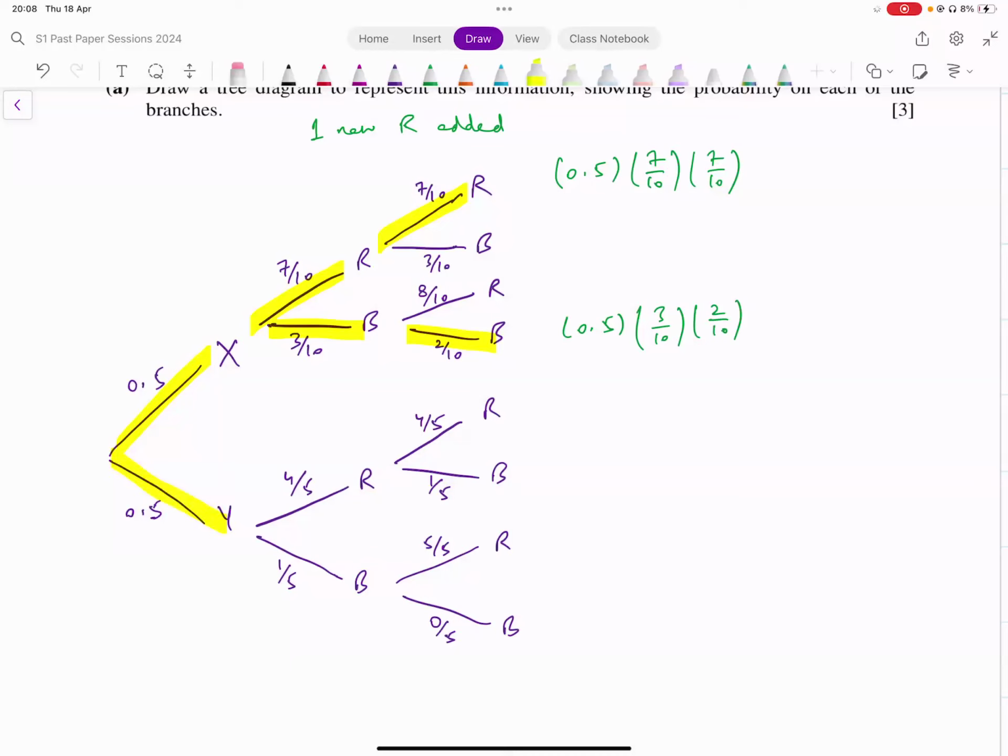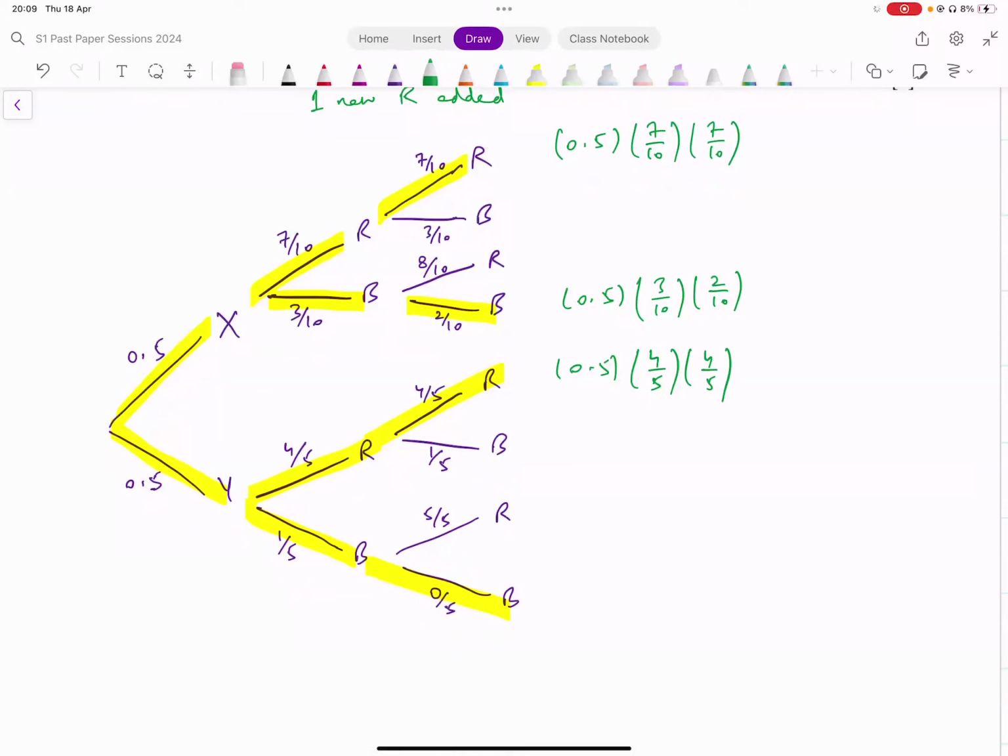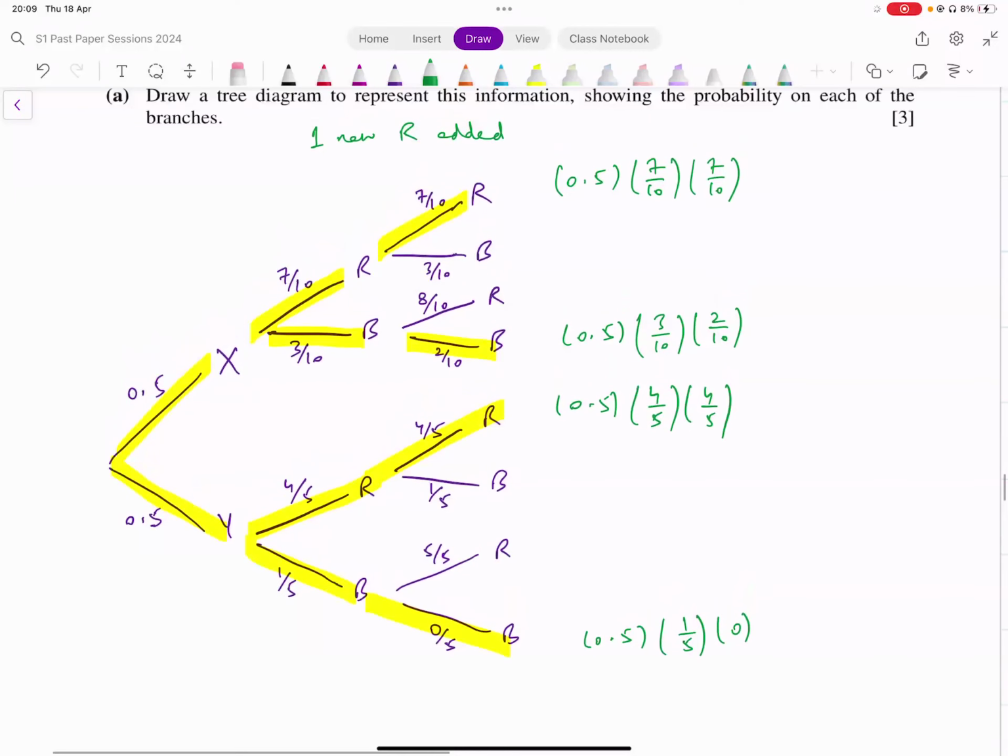Then if you chose box Y, you could get red, red from that. What does this give you? 0.5 into 4/5 into 4/5. And then finally, from box Y, you could choose B and B as well. What does that give you? That's going to become 0 because you have a 0 in there. 0.5 into 1/5 into 0. And now you just evaluate all of these cases and add them up together. That is going to give you the final result. You can see what this turns out to be.